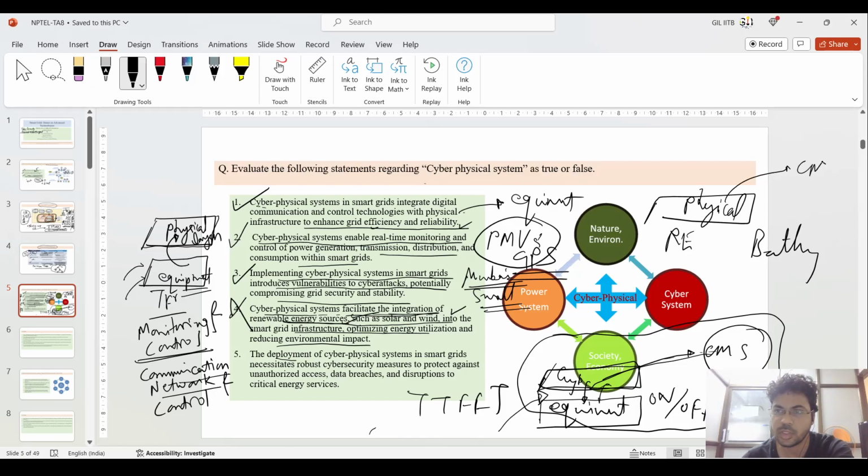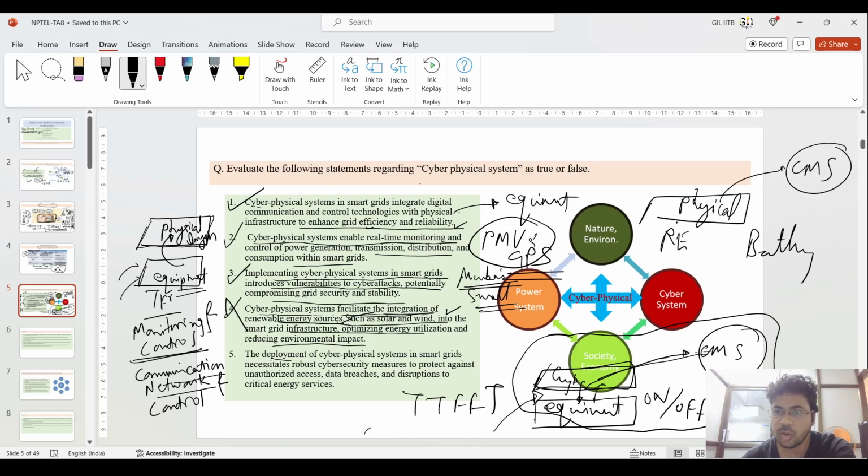Because if you are installing a battery storage at a large part, then you have one CMS. Okay. So here the renewable energy is there. Then you can control and monitor and communicate, kind of thing you can do.